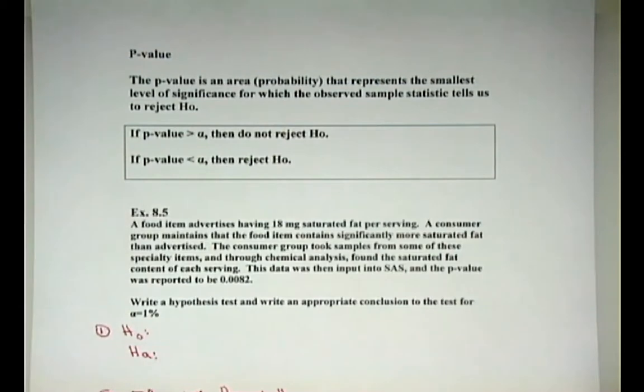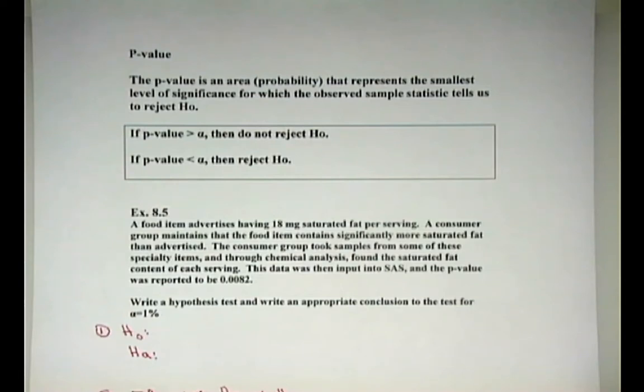This is example 8.5. It says that a food item advertises having 8 milligrams of saturated fat per serving. And we suspect or maintain as a consumer group that the food item contains significantly more saturated fat than advertised. The consumer group took samples from some of these specialty items and through chemical analysis found the saturated fat content of each serving. And then they put that data into SAS, and the p-value was reported to be 0.0082, right? Perform a hypothesis test and state an appropriate conclusion for the test with an alpha of 1%.